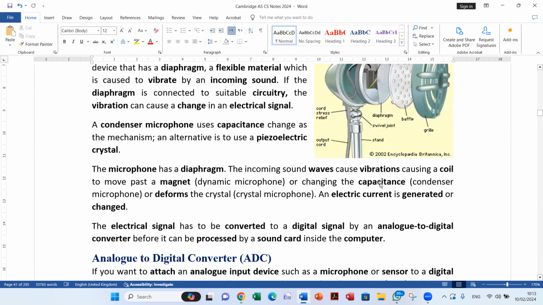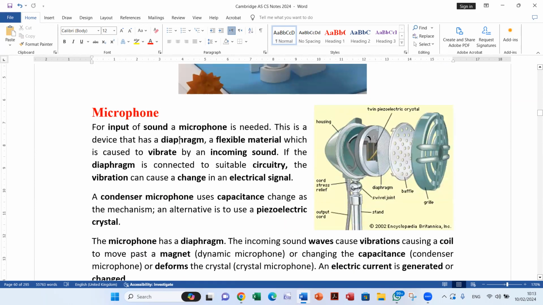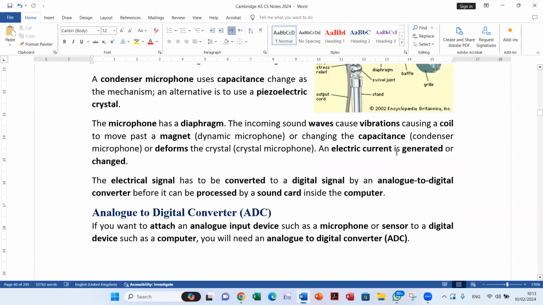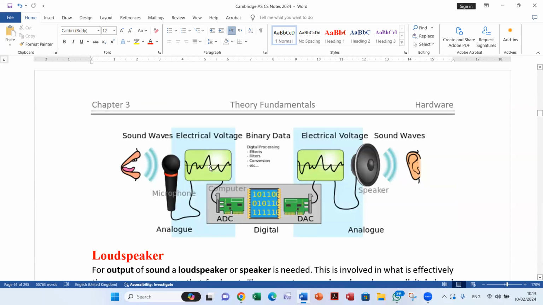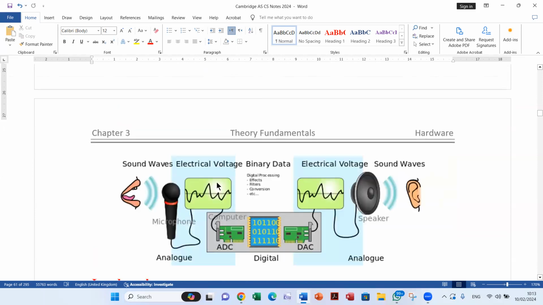Microphone for input of sound. A microphone is needed. This is a device that has a diaphragm. This is the diaphragm, a flexible material which is caused to vibrate by incoming sound. If the diaphragm is connected to a suitable circuit, the vibration can cause a change in the electrical signal. So vibration in the air pressure becomes vibration as an electrical signal.